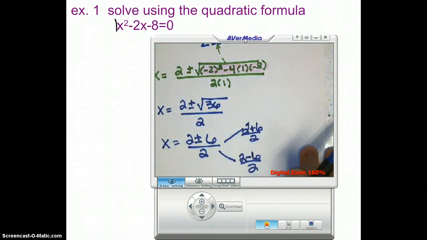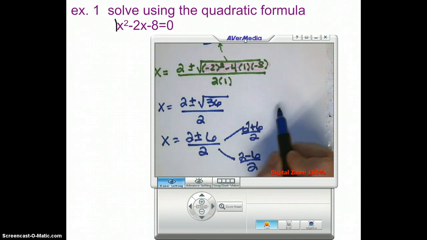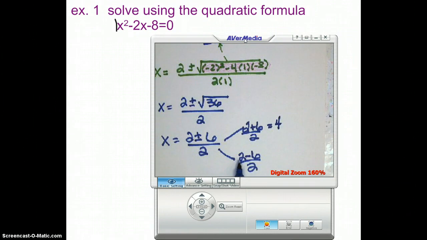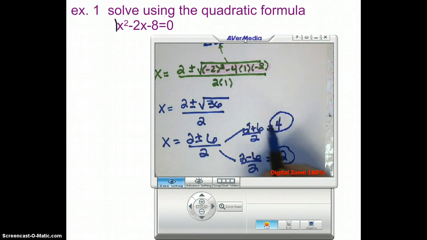So if that's true, 2 plus 6 will be 8. Divided by 2 would be 4. 2 minus 6 is negative 4. Divided by 2 is negative 2. And these two pieces are my actual answers.